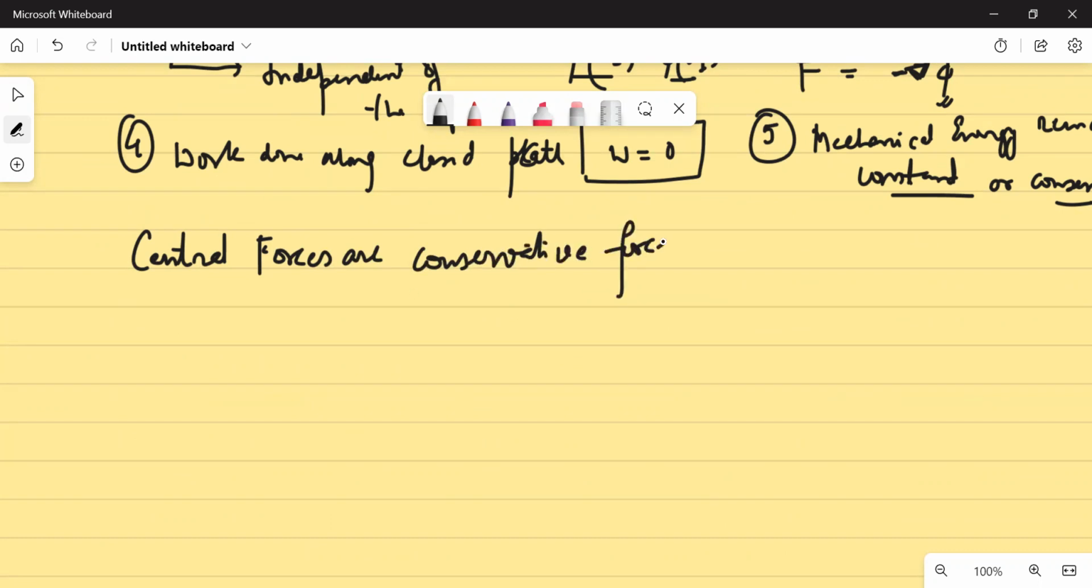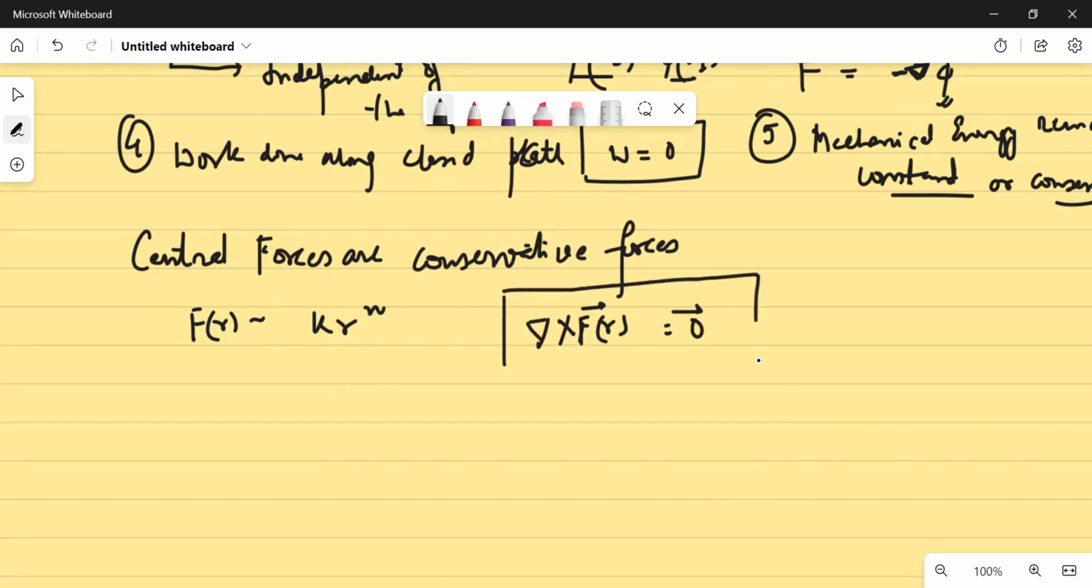Even if you don't know, you just take one example. For example, you just take that your force in general is dependent on k r to the power n. Let's say this is your force, because you know that central forces are only radius dependent forces. You just try to find this curl, and this is something that I'm giving you as a homework. You immediately find that this will be 0. So the curl of this vector field, the curl of this particular force, which is given by k r to the power n, will be 0. This is what I'm trying to tell. So in any case, such forces are conservative forces. Always understand that your central forces are conservative forces.